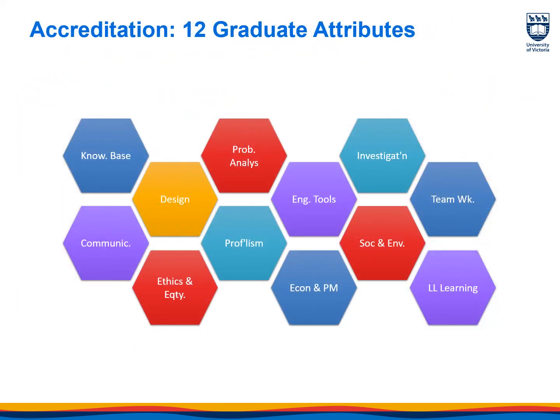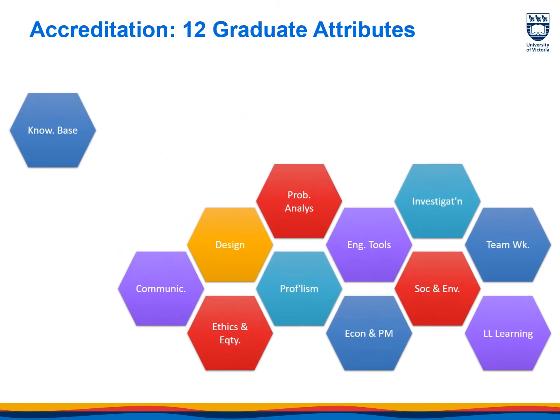We're also extending these ideas further to tie into our overall accreditation and continuous improvement process. Our accreditation requires that we address 12 graduate attributes, and they are all treated equally by the accreditation process, but really they divide into two different groups.